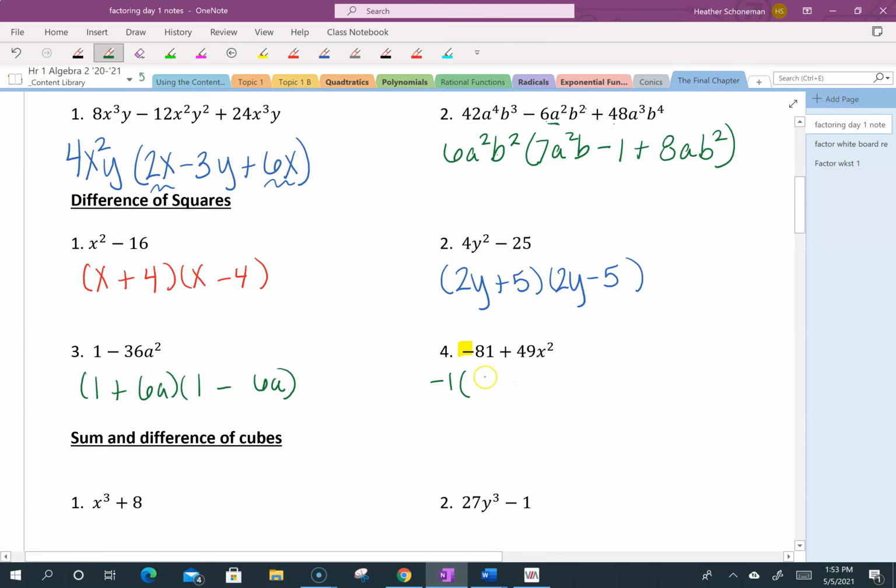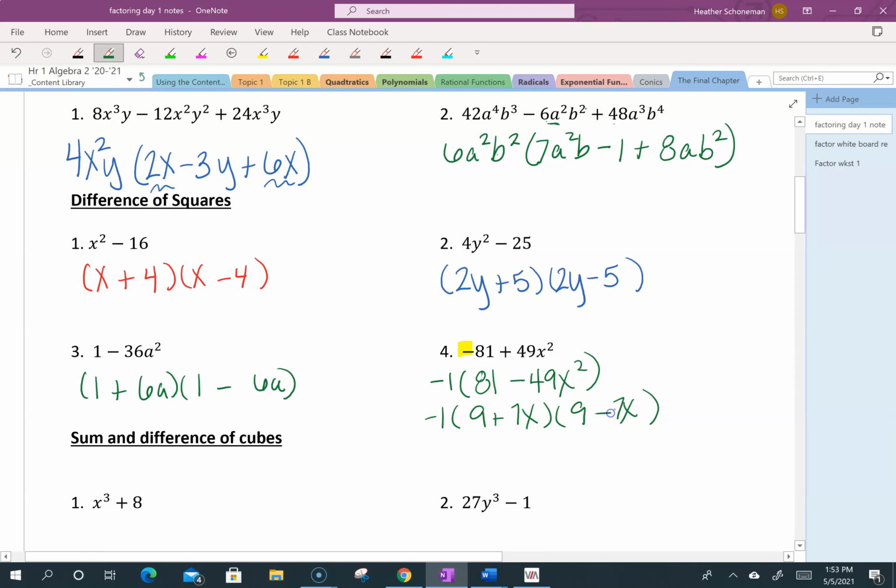So when I take out that -1, now it changes the sign, so I have positive 81 minus 49x squared. Okay, now when I rewrite this, the square root of 81 is 9. The square root of 49x squared is 7x.